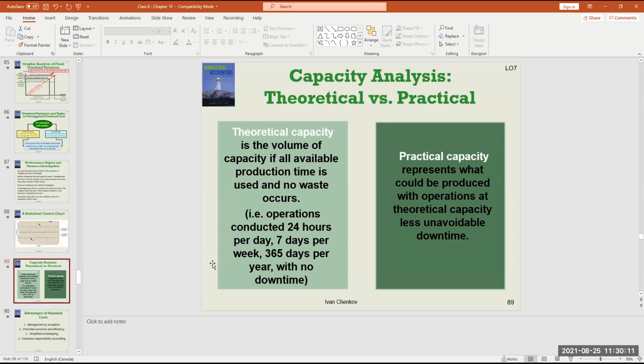Now we're going to have two capacities: theoretical and practical. As we said for the standards, the theoretical capacity is the actual potential capacity that we can get. But as we already know, it's impossible to work at the theoretical capacity. More likely, you're going to work at the practical capacity. The practical capacity represents what can be produced with operations at the theoretical capacity, less any unavoidable downtime.